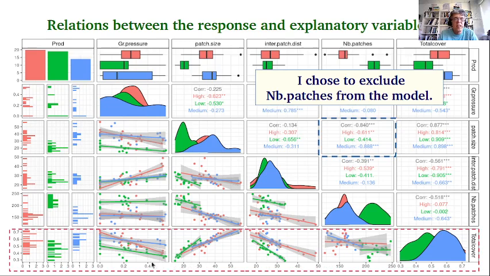What we see is that the relationship between grazing pressure and total cover differs. Notice that the slopes shown here differ depending on the level of parameter productivity, and this can also be seen for the patch size. So therefore we are going to include the interaction between productivity and grazing pressure, and productivity and patch size, in the model.